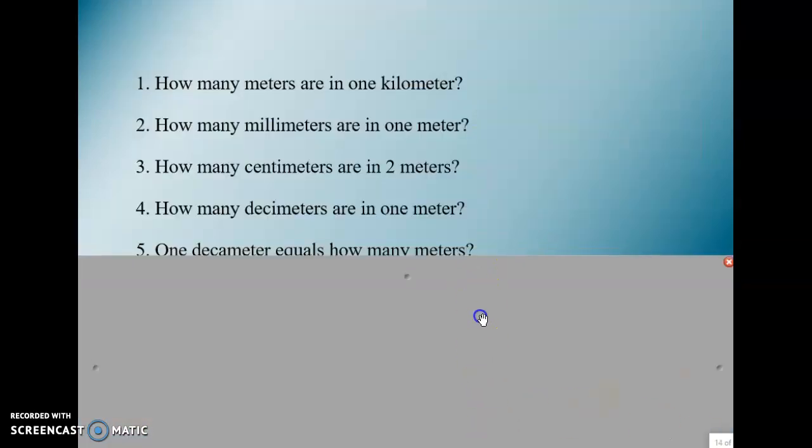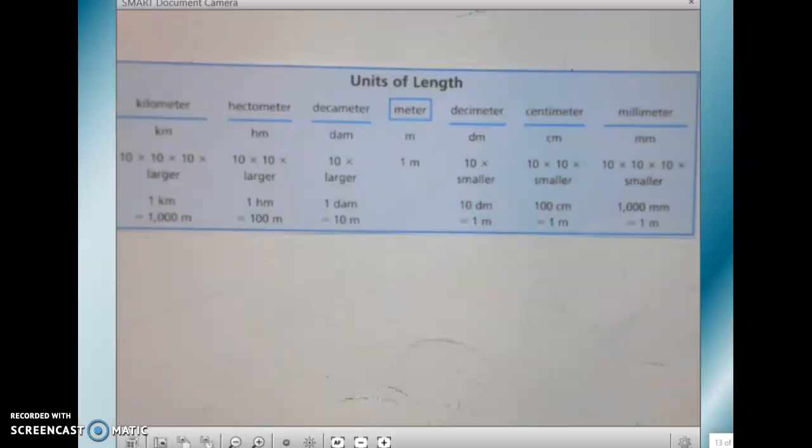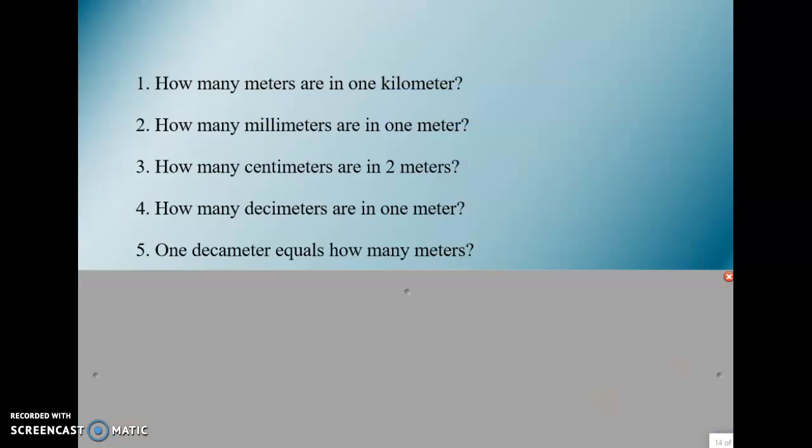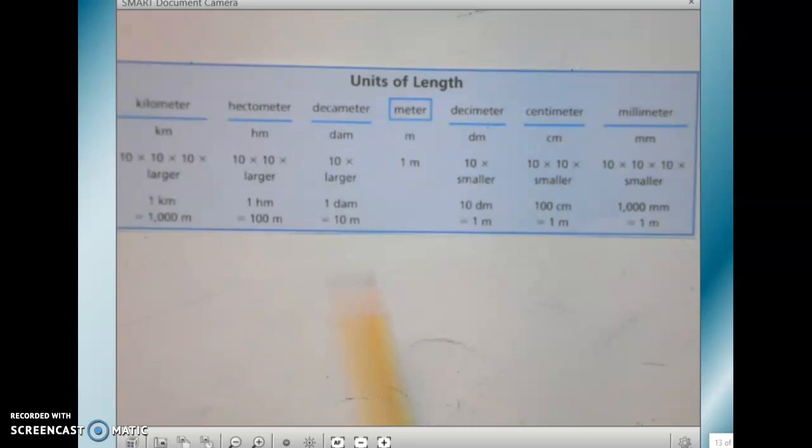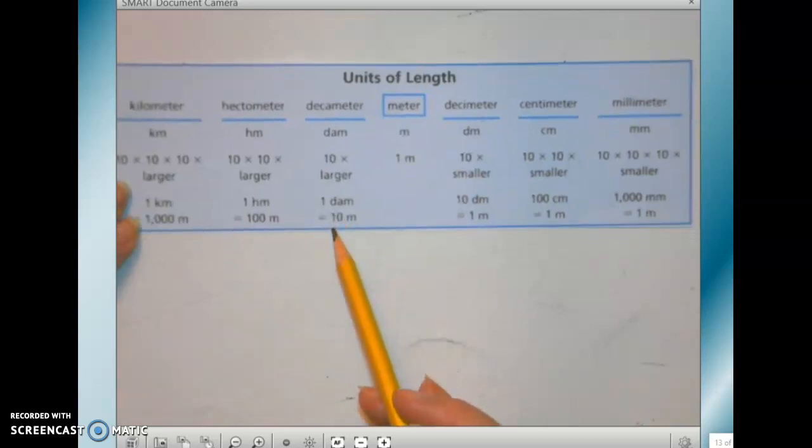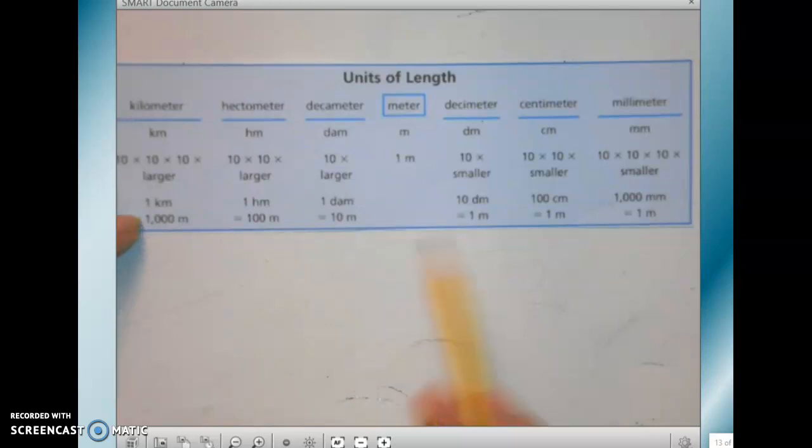All right, how about this question? 1 decameter equals how many meters? Now I've got deca with an A. What was the question again? Let me go back and look. 1 decameter equals how many meters? Well, a decameter is 10 meters. So my chart gives me my answer. A decameter is 10 meters.